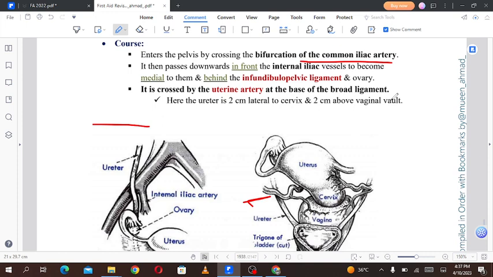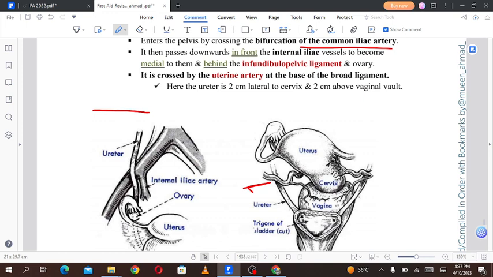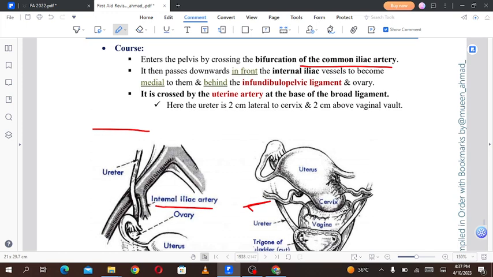So it is happening like this: it passes downward in front of the internal iliac vessel. As you can see over here, this is the internal iliac vessel, and it is passing in front of that to become medial to them and behind the infundibulopelvic ligament. So it is basically passing behind the infundibulopelvic ligament.